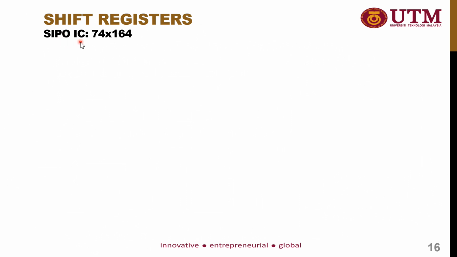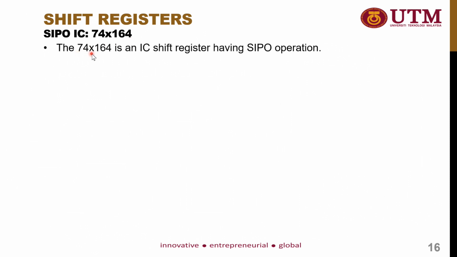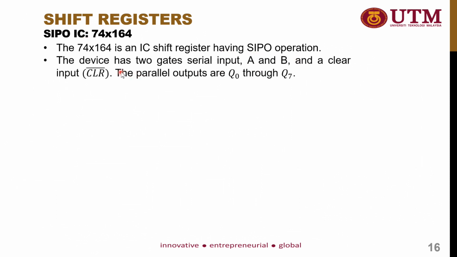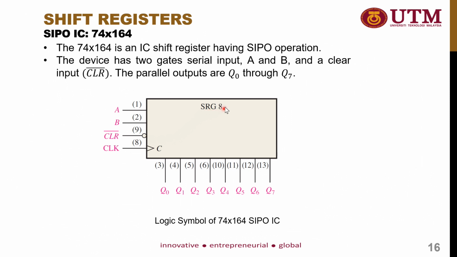Okay, next we go through the SIPO IC. So for SIPO IC, we have an IC of 74X164. So how does the SIPO IC work? The 74X164 is an IC shift register having a SIPO operation. Of course, because we are studying the SIPO IC, it will have a SIPO operation. So the device has 2 gated serial inputs A and B and a clear input CLR bar. The parallel outputs are Q0 to Q7. So from these points, what you can say is that the SIPO IC is actually an 8-bit SIPO shift register. Okay, so shift register 8-bit.